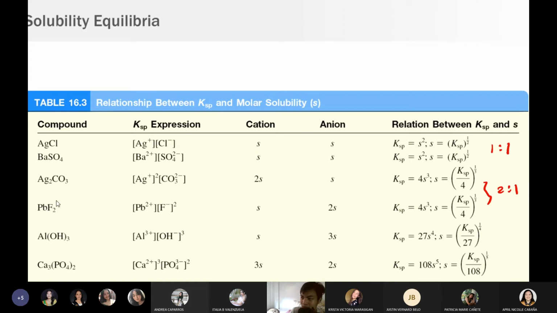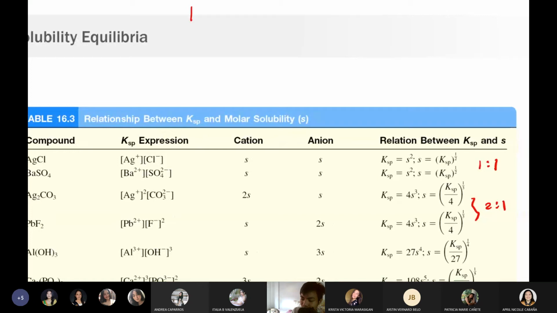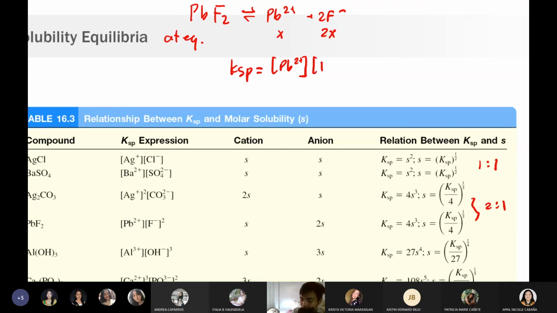Okay, so kuha tayo ng isang example dito. Kunin natin si lead-2 fluoride. Lead-2 fluoride. So pakita natin, it will dissociate into lead-2 plus and 2 fluoride ions. At equilibrium, sa ice table, this will be X, this will be 2X, di ba? And if we write the Ksp, that will be the concentration of lead-2 plus times the concentration of fluoride minus square. If you plug in the equilibrium expressions dito sa K, you will get X times 2X raised to 2.